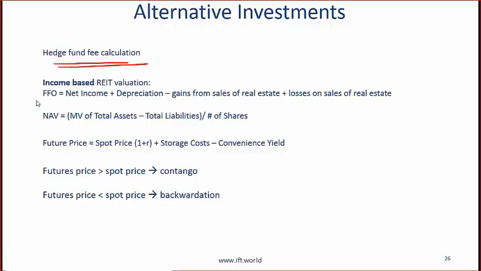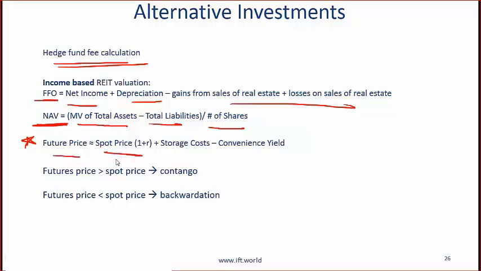REIT valuation: there is this term called funds from operations. So this is a type 3. Know that this is the definition of funds from operations. NAV, this is a very important concept. So NAV per share is market value of assets minus liabilities over total number of shares. So know that. This is covered in detail at level 2. So at level 1, this is type 3 or type 4.